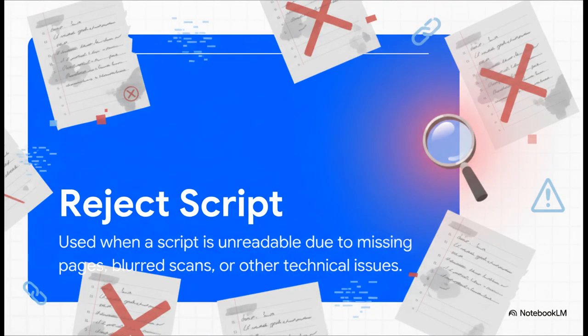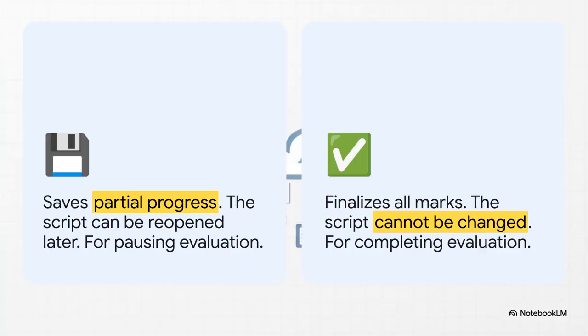And on the technical side of things, there's the reject script function. I mean, what if a scanned answer sheet is super blurry, or it's missing pages? The evaluator can't give a fair grade. This button flags the script to be rescanned or fixed, making sure that a technical glitch doesn't end up hurting a student's score. And finally, we get to two buttons that might look similar but are worlds apart: save and submit.